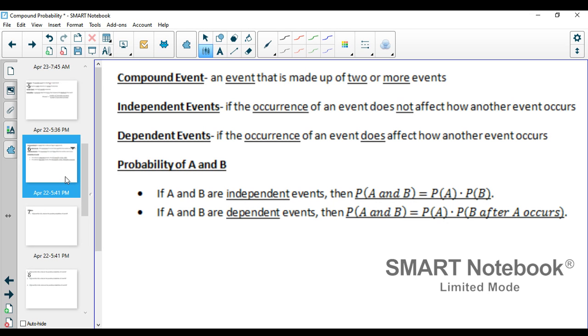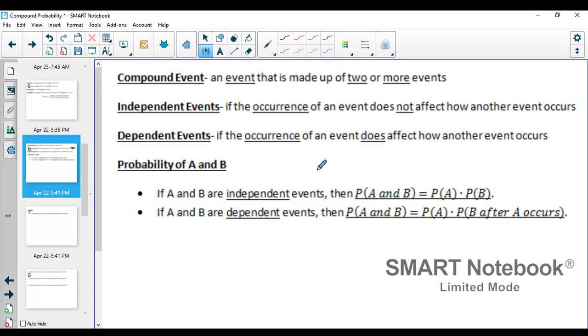So a compound event is an event that is made up of two or more events, like rolling a dice and spinning a spinner. Independent events are where the occurrence of the first event does not affect how the other event occurs. So they do not affect each other. Dependent events is where the occurrence of an event does affect how the other event occurs.